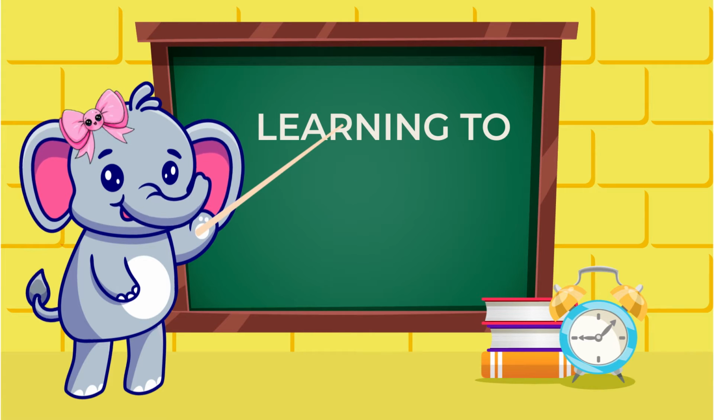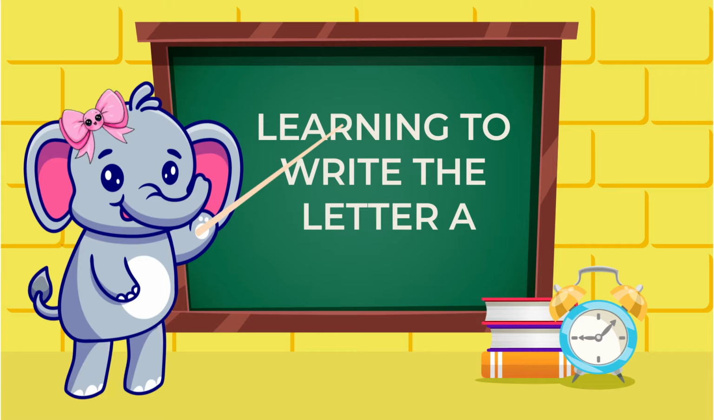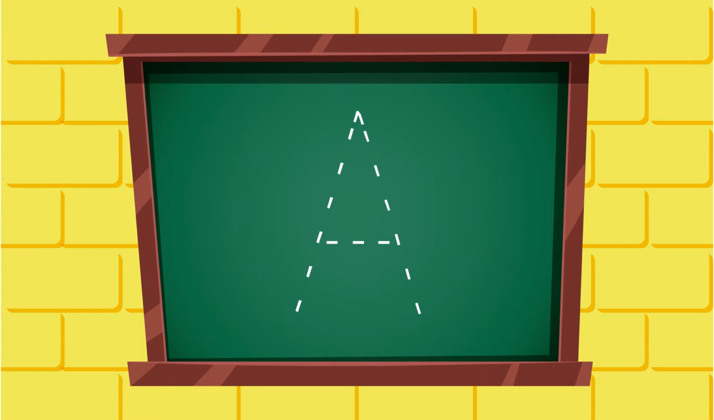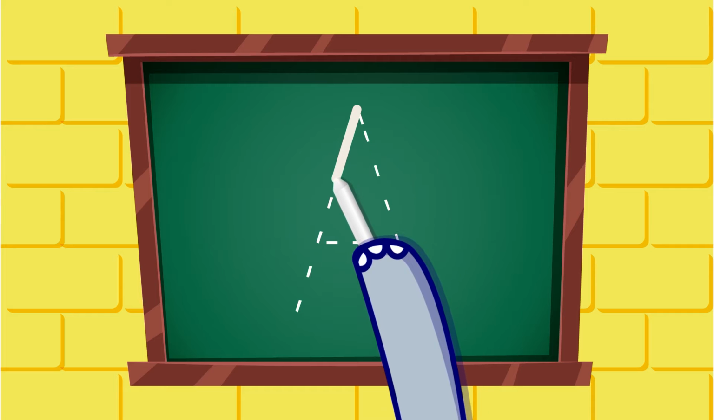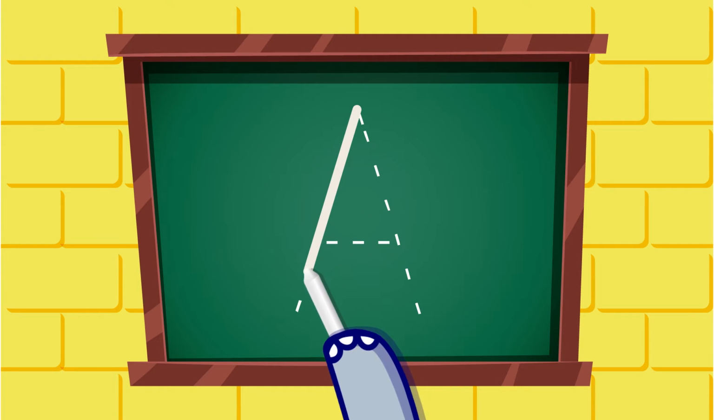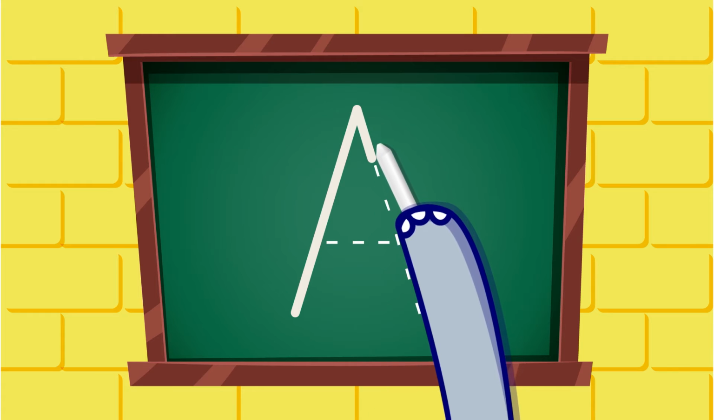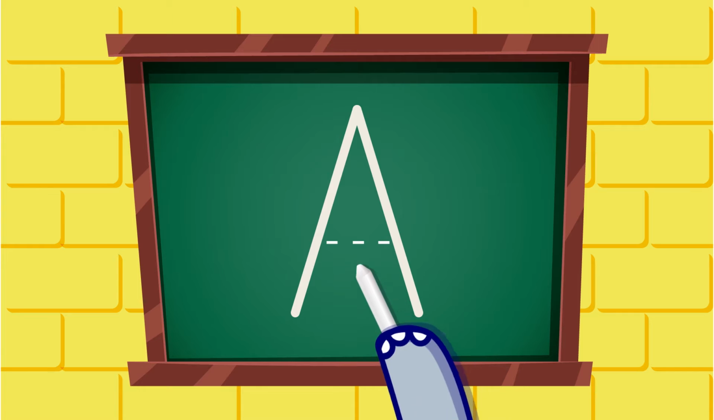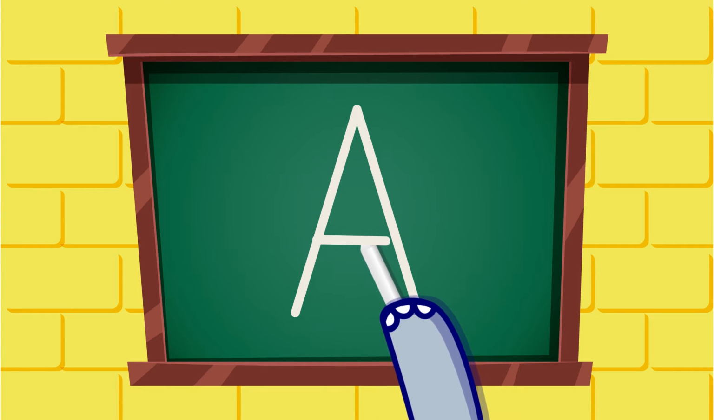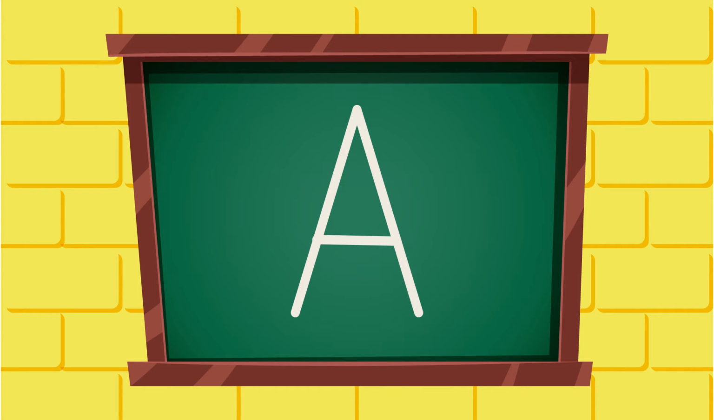Let's learn how to write the letter A. To write uppercase A, start at the top, then we go down like this. Then we go back to the top and go down again the other way. Lastly, we go to the middle and go straight across. That's the letter A.